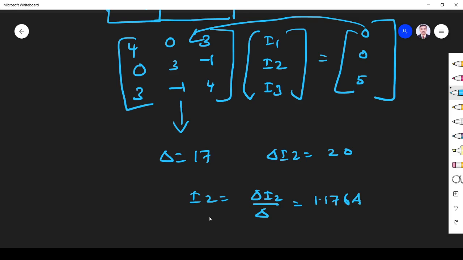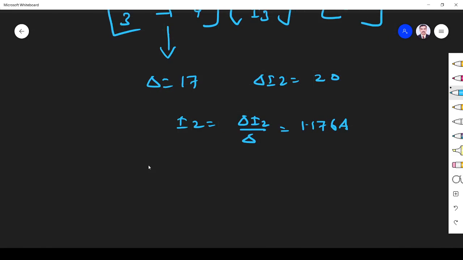1.176 ampere. So what is the total I? Due to the first source, it is 2.353. Due to the second source, it is 1.176. So I is equal to 3.53 ampere. In this way we can solve problems related to the superposition theorem.